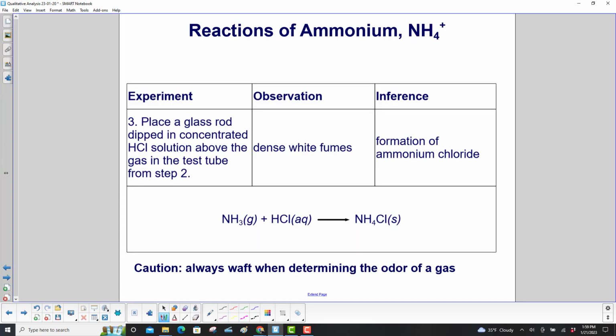3. Place a glass rod dipped in concentrated hydrochloric acid solution above the gas in the test tube from step 2. Observation: dense white fumes. Inference: formation of ammonium chloride. Caution: always waft when determining the odor of a gas.